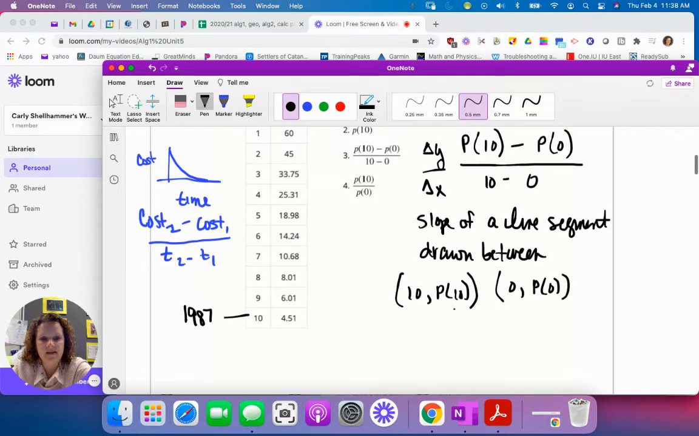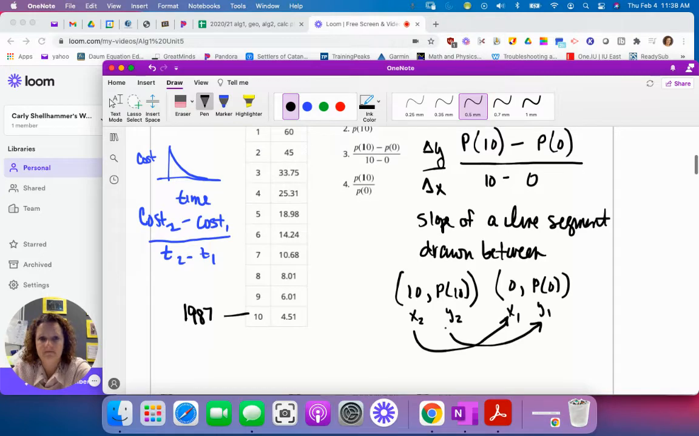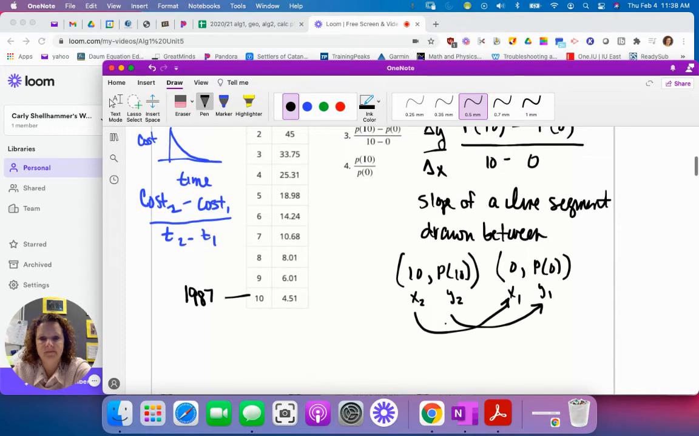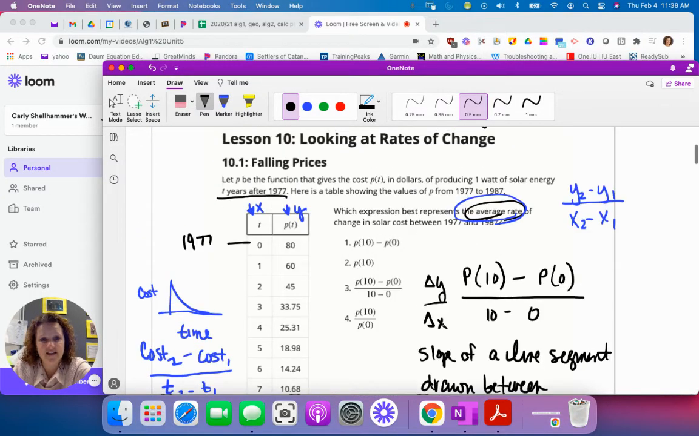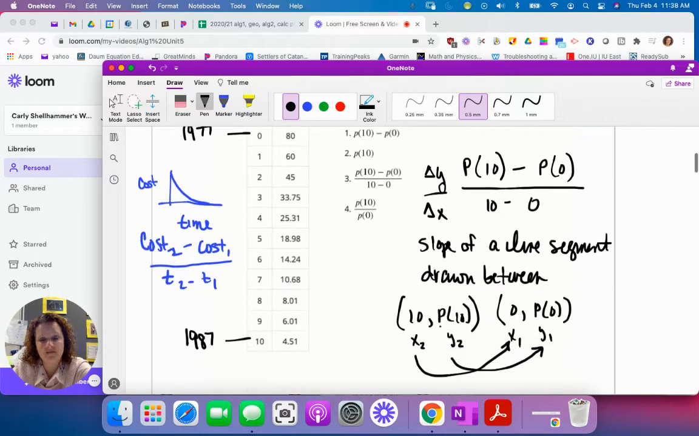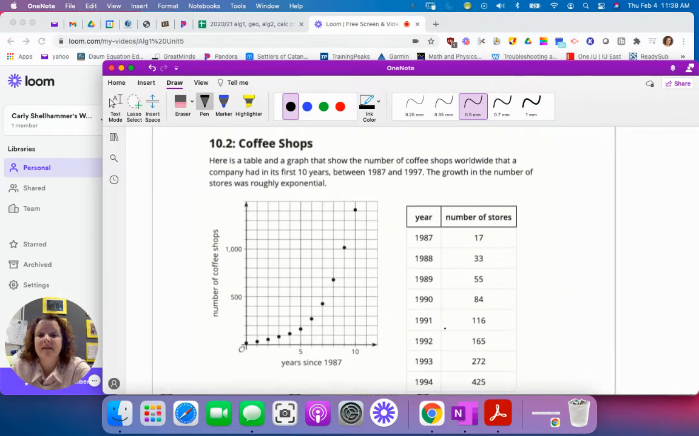So really this would be y2, x2, y1, x1. I did P of 10 minus P of 0 over 10 minus 0. It didn't actually ask us what it was, just which expression. Check. Moving on. That was a lot of data for just a simple little answer.